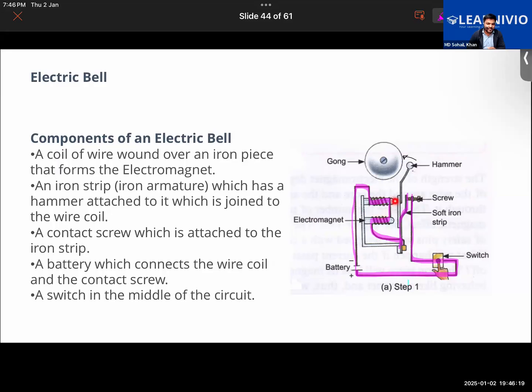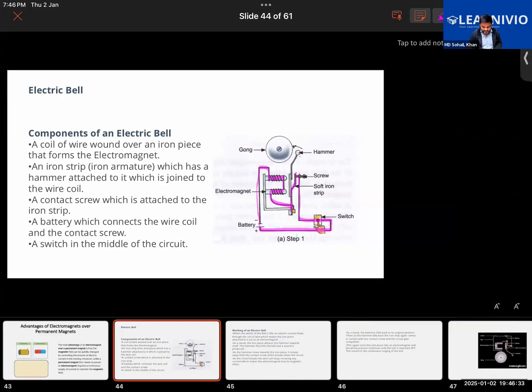And when the circuit is again completed, the current will again flow in this electromagnet. Hence, again a magnetic field will be created. Then the iron strip will get attracted towards the electromagnet, and in the process of doing so, it will again strike the gong. So hence sound will be produced. So that is the working which I have explained.